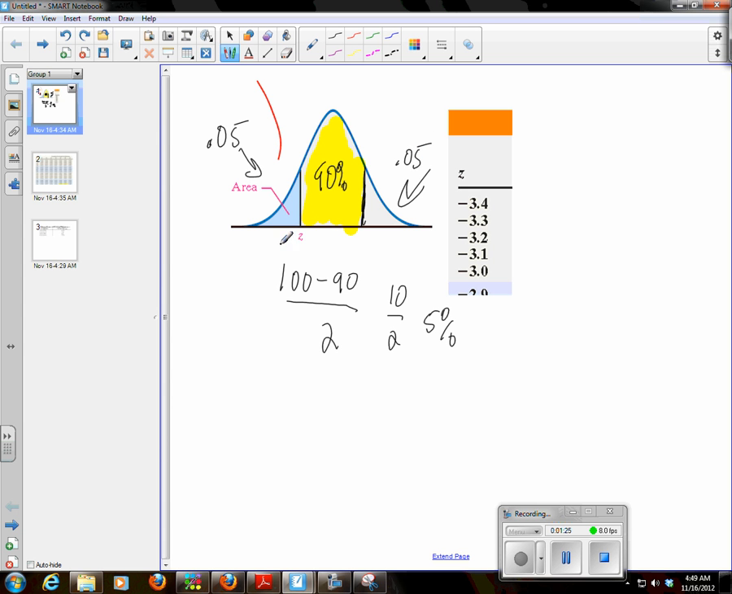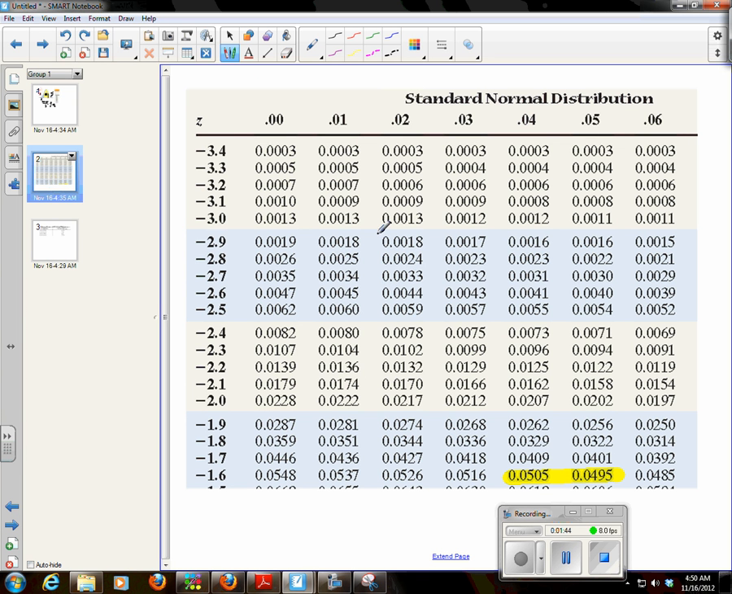Now our table only tells us area to the left. That's why that's blue. So I need to go inside the middle of this table and find a probability that's as close as I can get to 0.05. That would be the z alpha divided by 2 value they're talking about. I'm seeing 0.0500 and 0.0495, so it's somewhere in between negative 1.64 and negative 1.65.